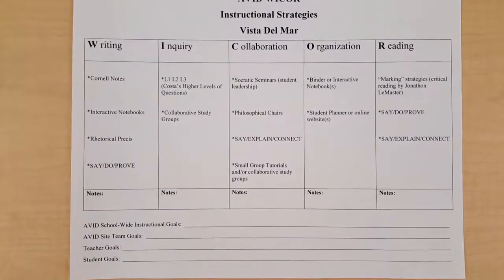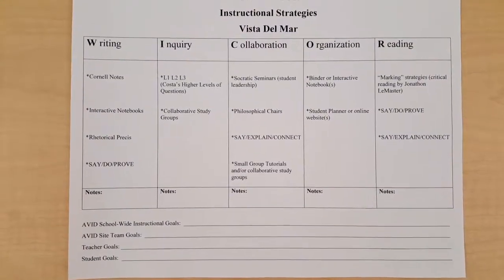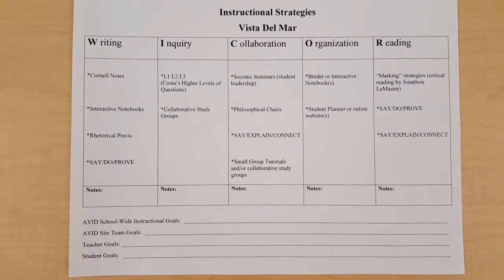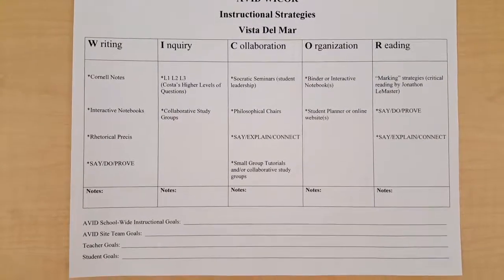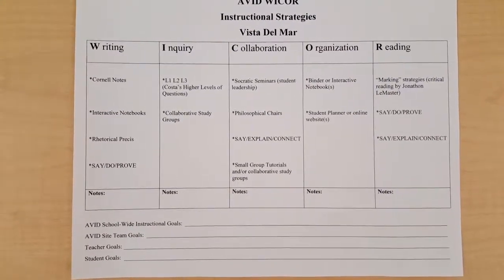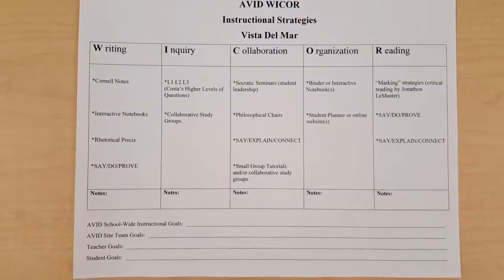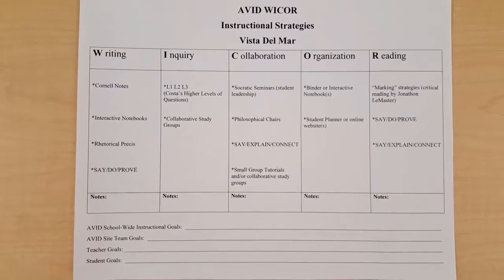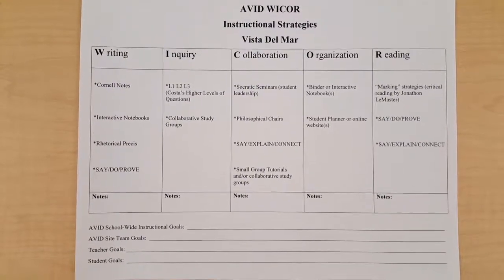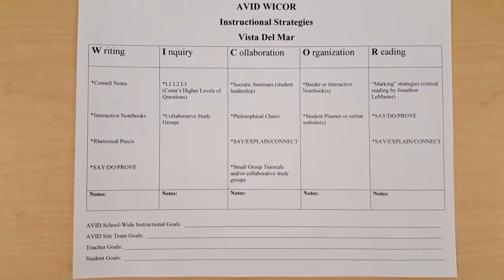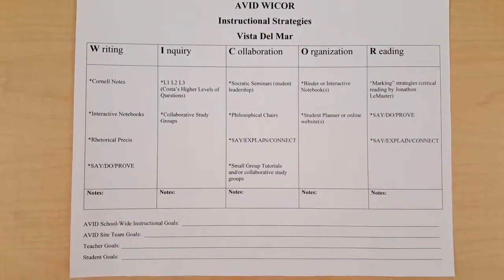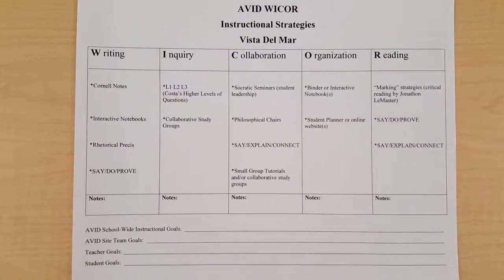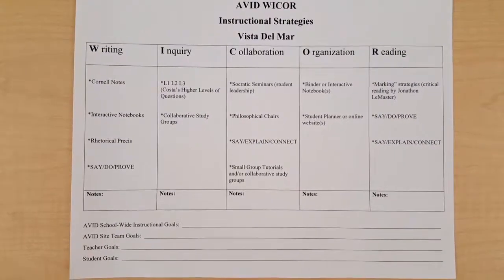ones. For inquiry, right off the bat, you go to higher levels of questions, and you have Costa's higher levels of questioning, steps 1, 2, and 3. And then collaborative study groups. Moving on to collaboration, Socratic seminars, but we want to have Socratic seminars where students are the leaders in the seminars, and they're the facilitators. And right below that, you have philosophical chairs, which are modified debates.